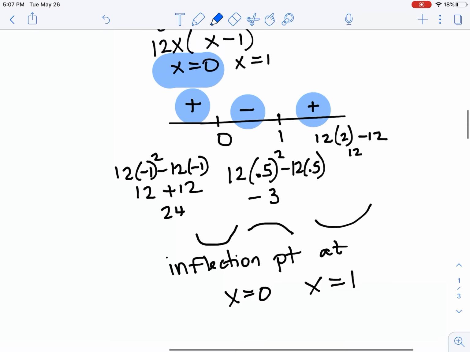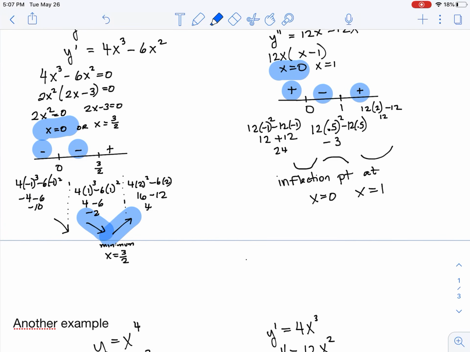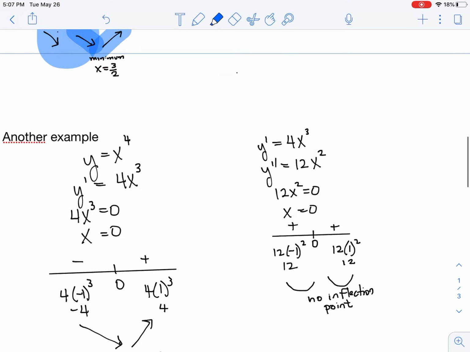So that means I've got some inflection points. So I have an inflection point at x equals 0. So notice over here when x equals 0 for the first derivative, I didn't get any maximum or minimum because they were both the same direction on either side. So you never know what's going to happen. Okay, could be a maximum, could be a minimum, could be an inflection point. And I think this is the last example.